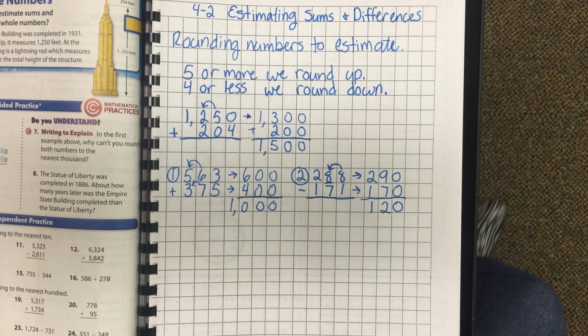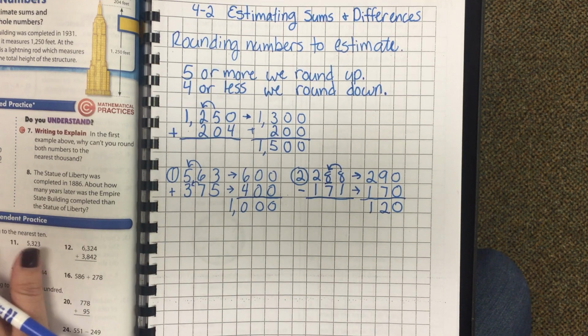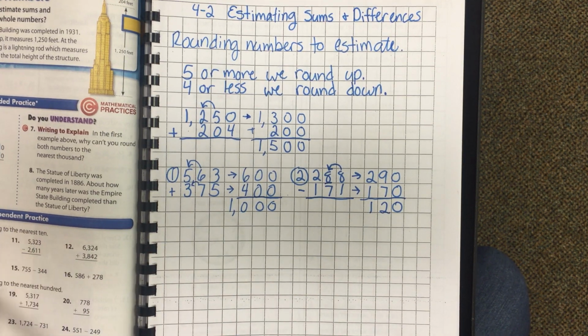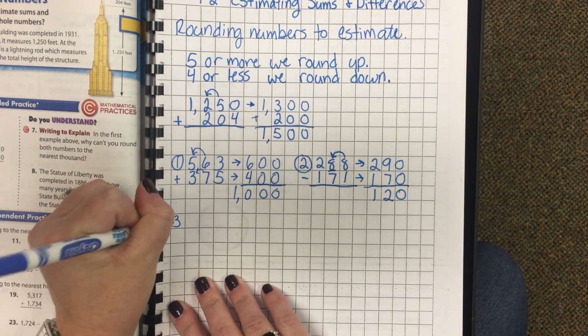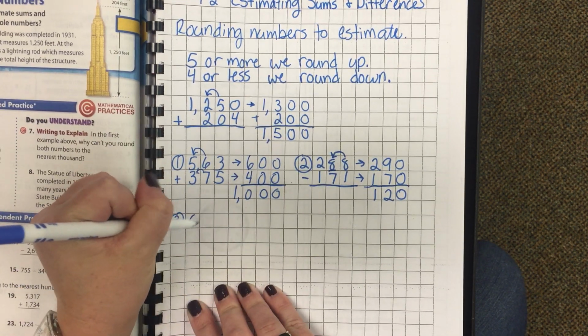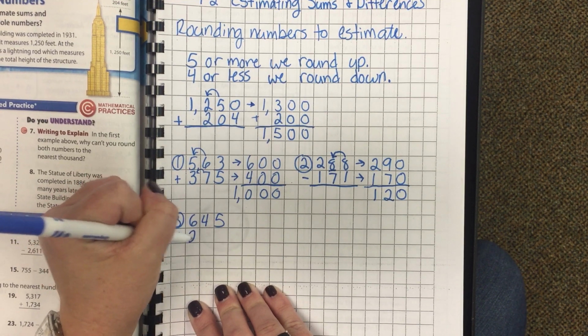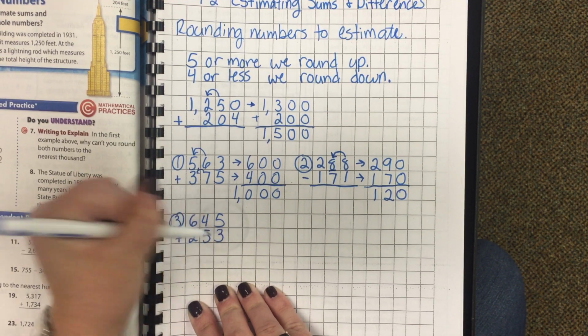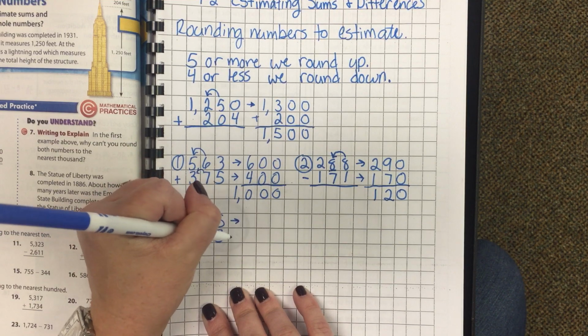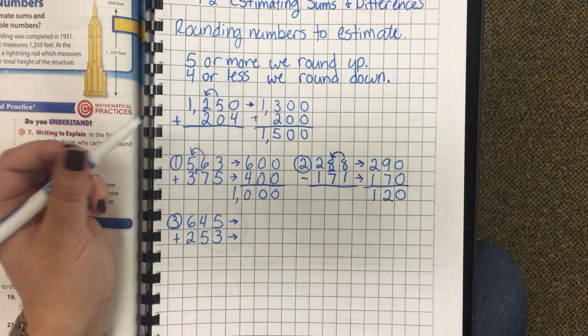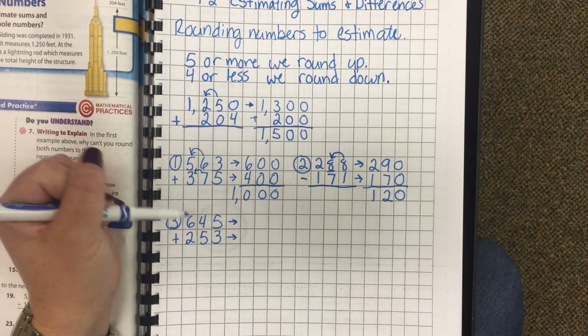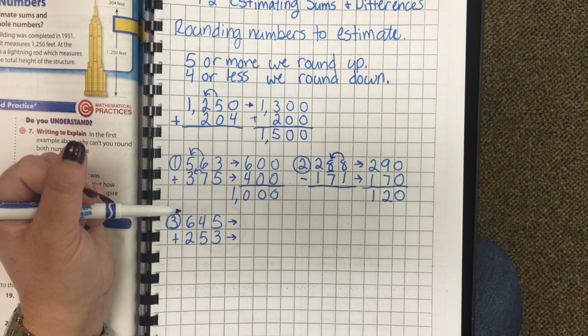So really, in the book, it's going to be more specific. Right now, on our practice, it's not telling us what to do. So let's look at number 3. 645 plus 253. What should I round it to? Looking at these numbers, should I do it by tens or should I do it by hundreds? You want to do it by tens?